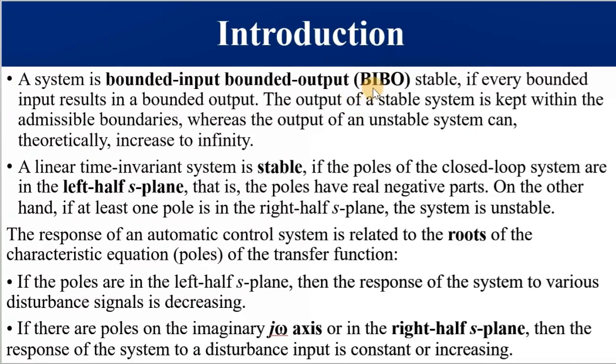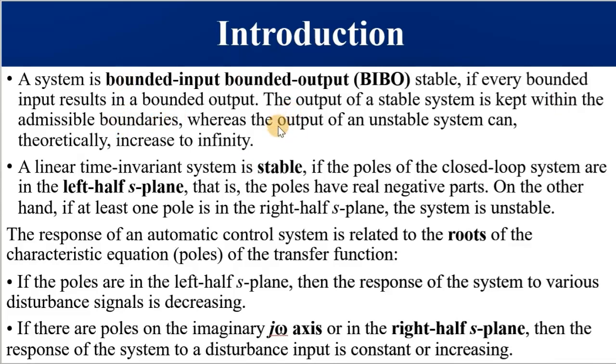You remember the word BIBO from digital signal processing, which means bounded input, bounded output. What this simply means is for a bounded input, we must get a bounded output. So we talk of a system that is BIBO stable. That is to say, if for every bounded input we get a bounded output, then our system is stable. And we are saying the output of a stable system is kept within the admissible boundaries.